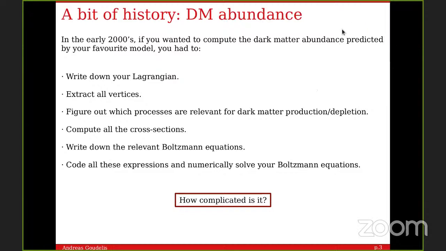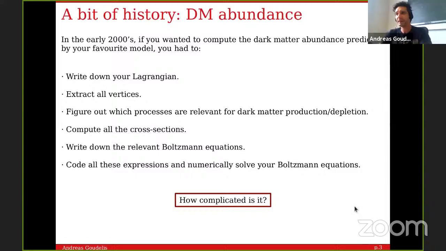Okay, so let's start with a bit of history. In the early 2000s, if you wanted to compute the dark matter abundance predicted by your favorite model, you had to follow a series of steps, which are pretty logical and make quite a bit of sense. You had to conceive and write down your Lagrangian, extract all the vertices, and figure out which processes are relevant for dark matter production and dark matter depletion. Then you had to compute all your cross sections, write down your Boltzmann equations, and at the very end, an extremely tedious part, code all these expressions and numerically solve your Boltzmann equations.